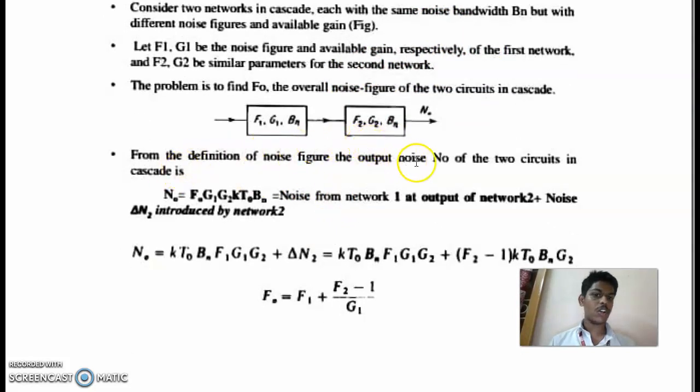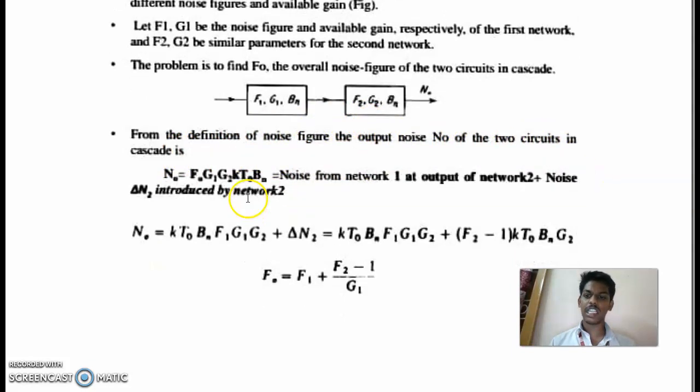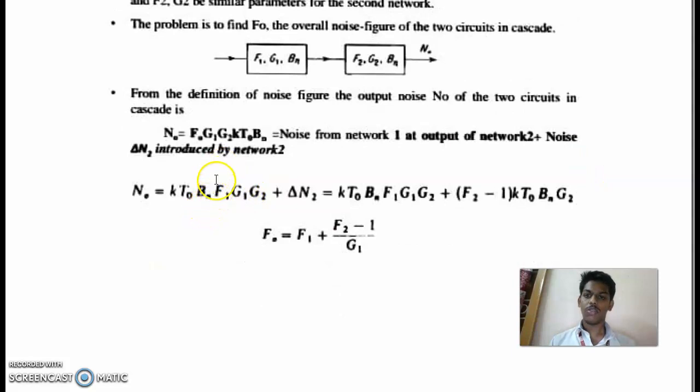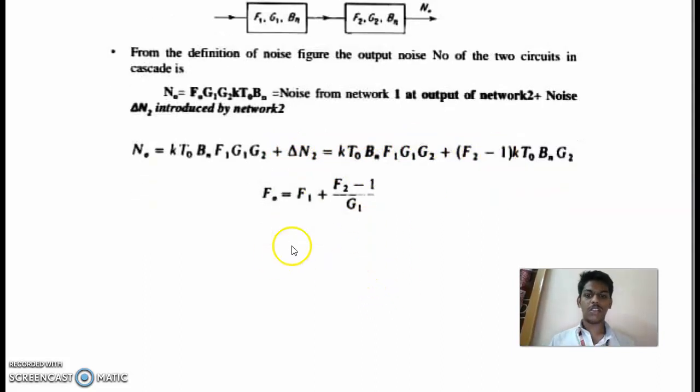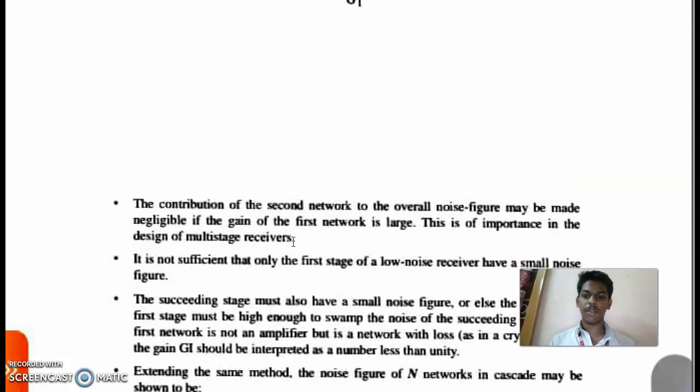From the definition of noise figure, the output noise of the two circuits in cascade is given by N naught equals F naught Nn equals Fn G1 G2 K T naught Bn, which is equal to noise from network 1 at the output of network 2 plus noise delta 2 introduced by network 2. That is, K T naught Bn F1 G1 G2 plus delta 2 equals K T naught Bn F1 G2 plus F2 minus 1 K T naught Bn G2. Hence the overall noise figure is F1 plus F2 minus 1 by G1.